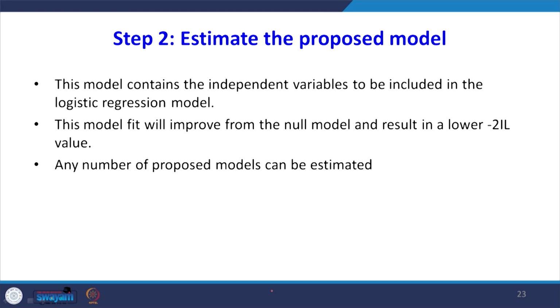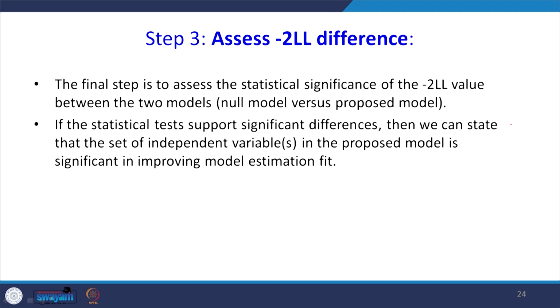Step 2 is to estimate the proposed model. This model contains the independent variables to be included in the logistic regression model. This model fit will improve from the null model and result in a lower minus 2LL value. If after including a new independent variable the value of minus 2LL is lower, then the model is a good model. Any number of proposed models can be estimated this way.